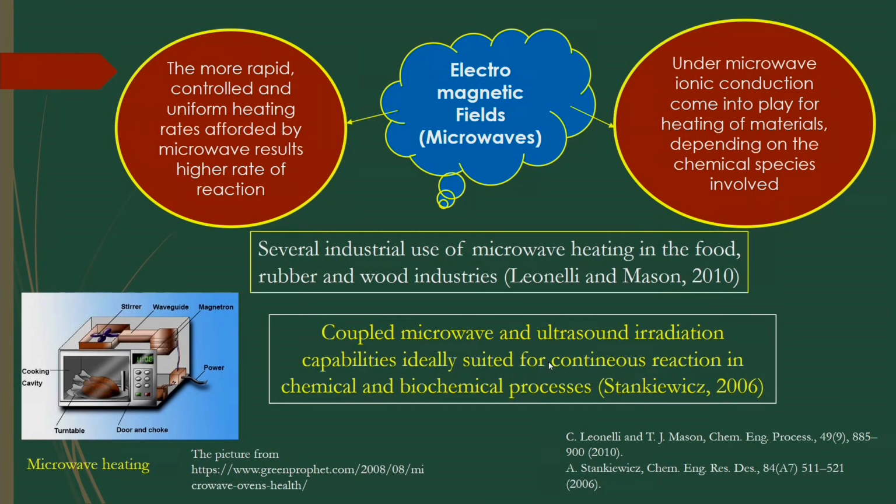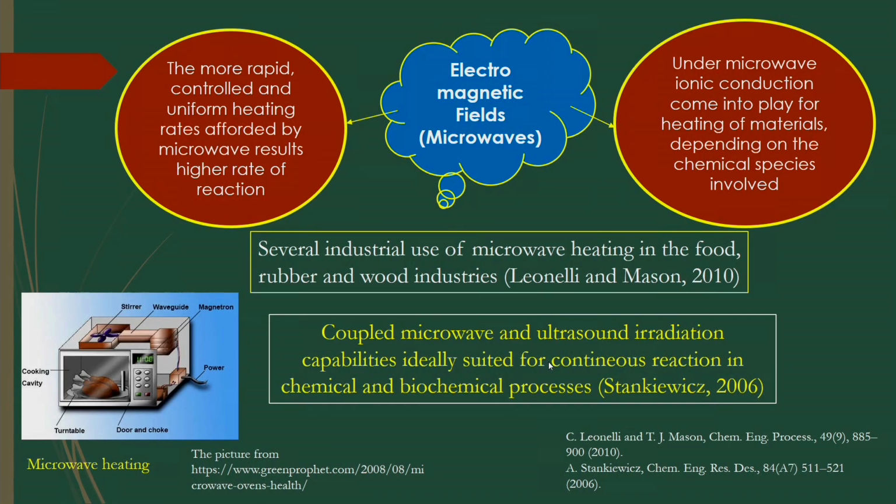Like electromagnetic fields, another important process intensification. Nowadays, microwaves, everybody is using the microwave oven for heating purposes. So, more rapid, controlled and uniform heating can be done by microwave, which results in a higher rate of reaction for that reaction process. And under microwave, ionic conduction comes into play for the heating of materials, which depends on the chemical species involved in that particular reaction.